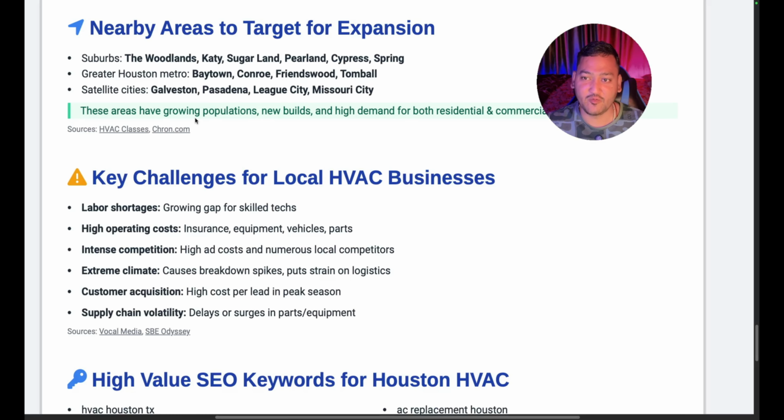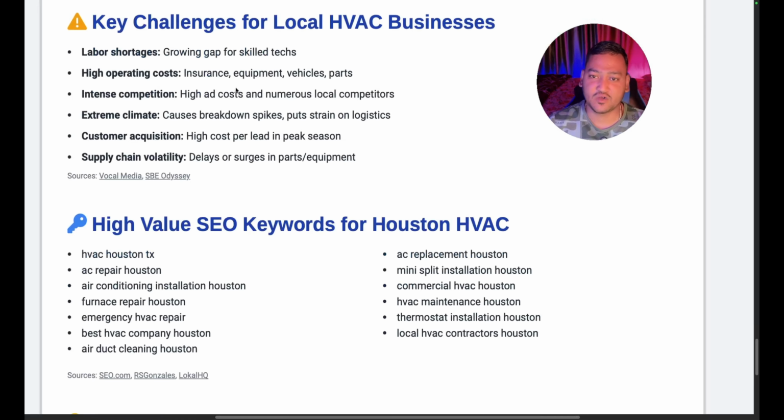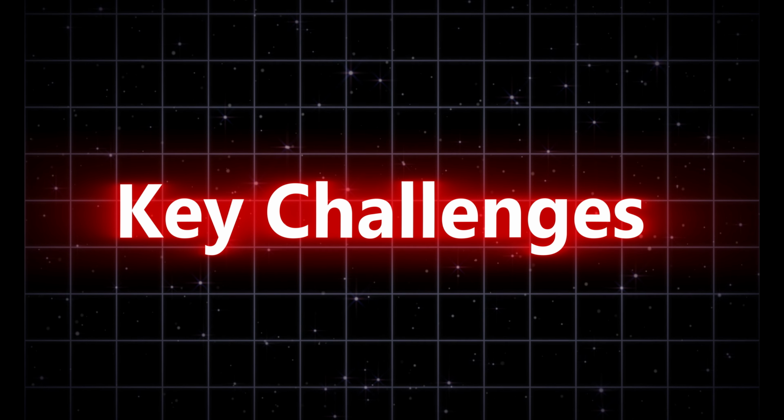Let's say I want to expand from Houston city to nearby cities also. Which are the best areas I need to target? If you want to target the nearby areas, you can target The Woodlands, Katy, Sugar Land, Pearland, Cypress, Spring, Baytown, all of these areas. Some of them are satellite cities. If you expand towards the Greater Houston metro area, then you can target them. And these are some sub areas basically.